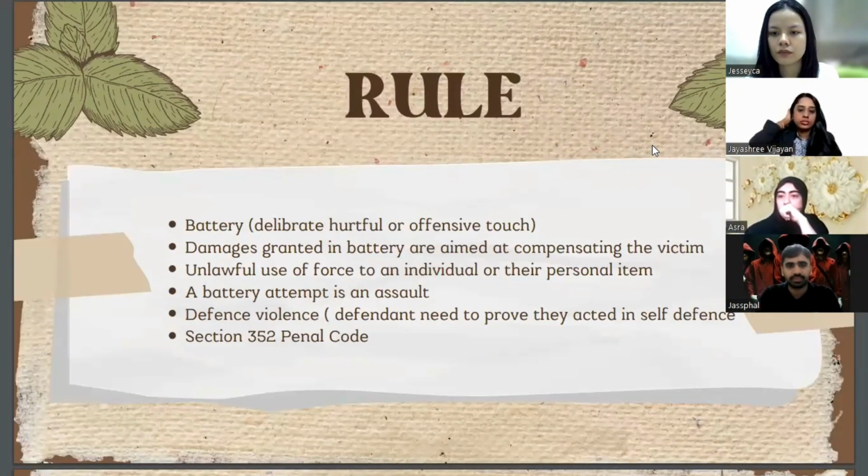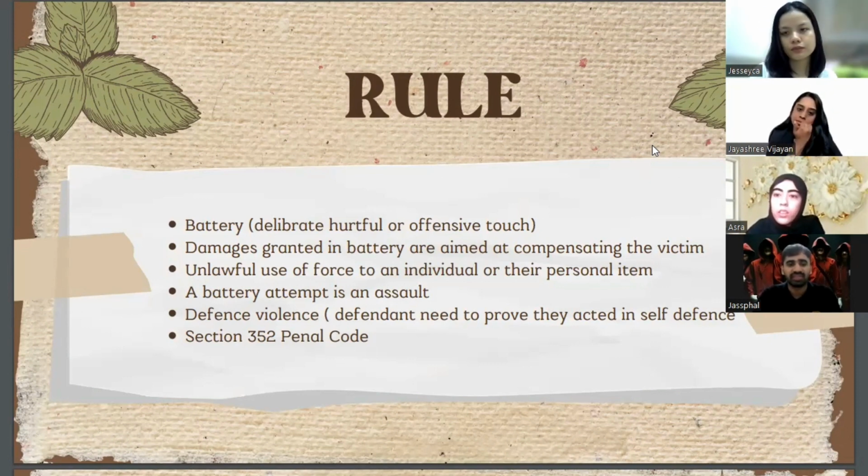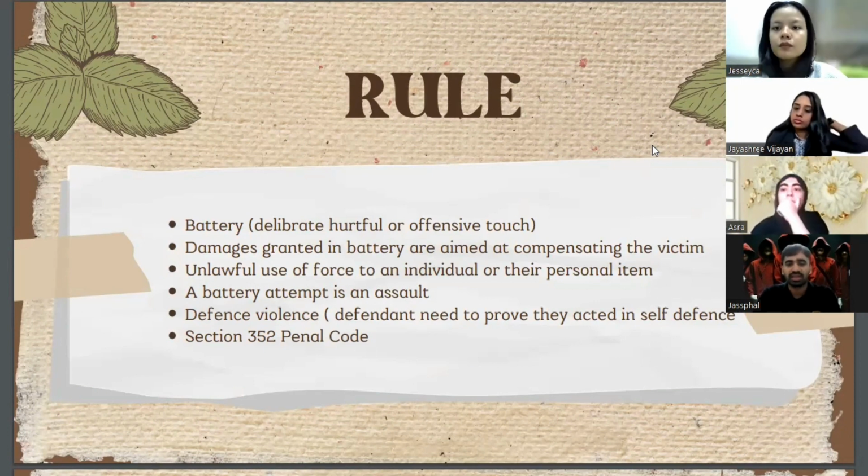Next slide. So the rule in this case is the concept of battery, which entails a deliberate, hurtful, or offensive touch. Damages granted in battery cases are aimed at compensating the victims for the injuries sustained. Battery is the unlawful use of force on another individual or their personal item resulting in bodily or offensive contact. A battery is an attempt in an assault. A battery is a general intent felony and does not require any particular mens rea. To defend against violence, the defendant must demonstrate that they got the plaintiff's agreement or acted in defense of others in addition to self-defense, regardless of whether the defense is merely a reasonable assumption and not real.